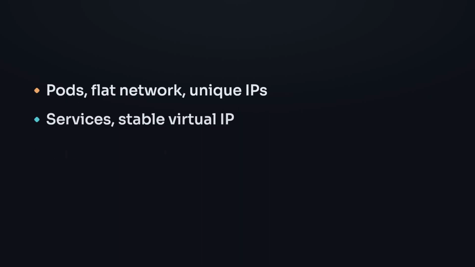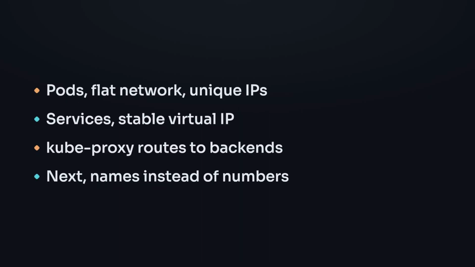Quick checkpoint. So far we know pods get unique IPs on a flat network. Containers in a pod share one namespace over localhost, and services give a stable virtual IP that load balances across a live set of pods using kube-proxy rules. That solves stability, but there is still a usability gap. Nobody wants to remember virtual IP addresses. That is where cluster DNS comes in.